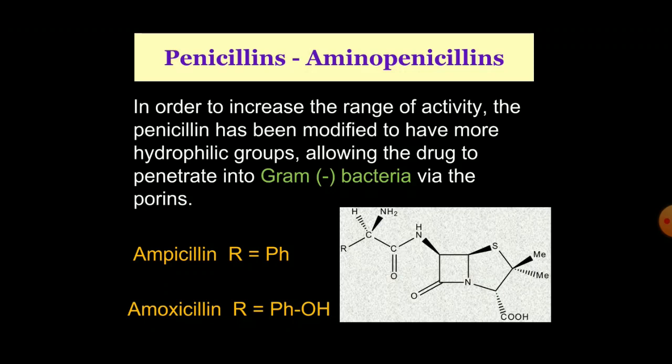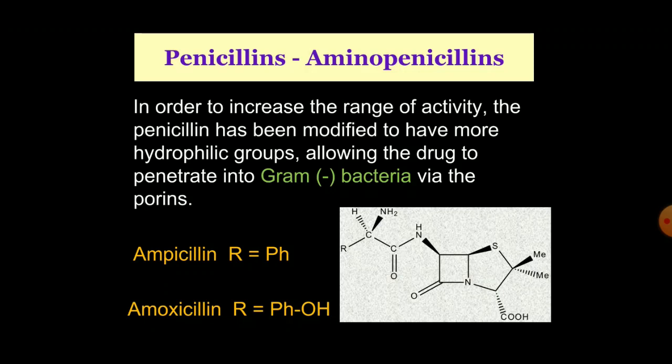Obviously, Pseudomonas is not going to be affected by ampicillin or amoxicillin, but the other ones like E. coli, Klebsiella, then Shigella, these kinds of organisms will definitely not be resistant to ampicillin or amoxicillin.